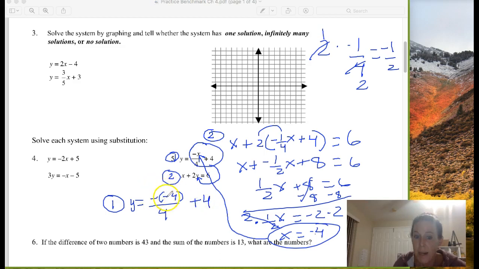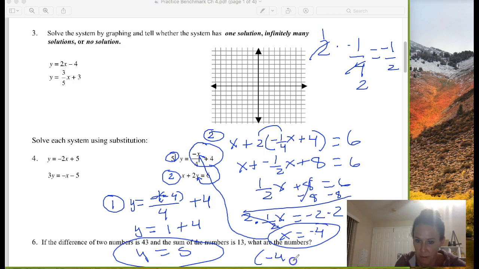So negative negative 4 turns this to positive 4. Positive 4 divided by 4 is 1, so I have 1 plus 4 here. That's what y is going to equal. And 1 plus 4 is just 5. So I've got x is negative 4, y is 5, and my ordered pair would look like this. Negative 4, comma, 5. And there's your solution.